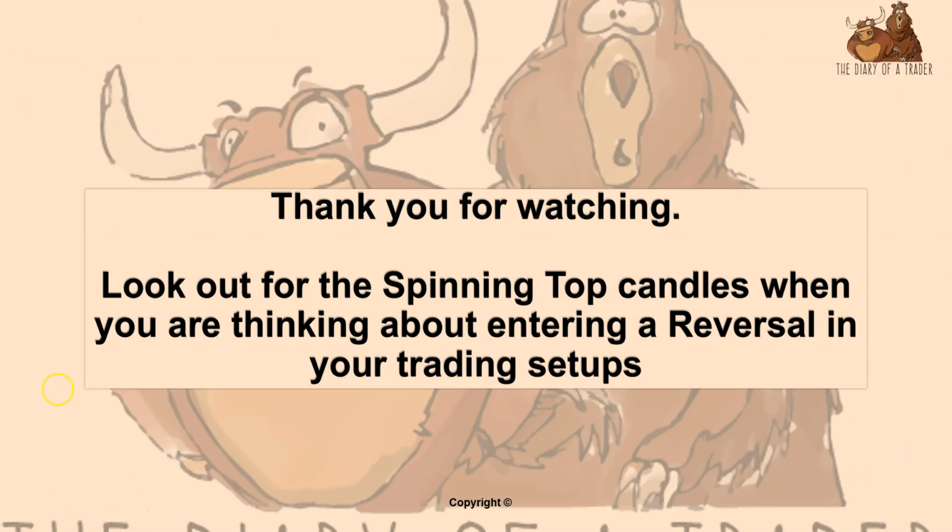So thank you very much for watching, and look out for the spinning top candles, both bearish and bullish, when you are thinking about entering a reversal in your trading setups. Practice on your chart and you'll get better with time, and very good luck.